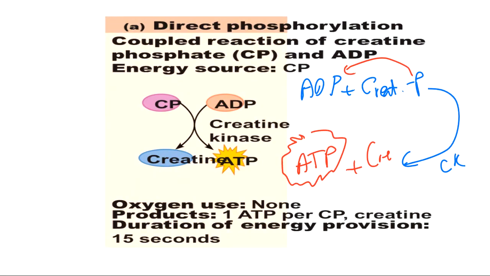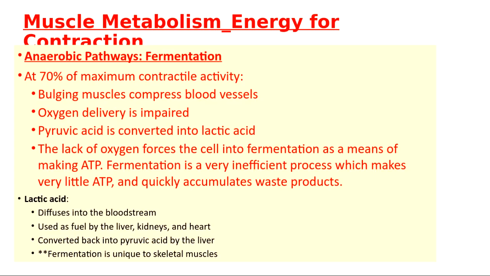Creatine is now dephosphorylated and it has lost its phosphate. It has been transferred to ADP. This is a very quick one-step process. If you remember, making ATP is a very complex multi-step process. This mechanism allows cells to create a little bit of ATP, about 15 seconds worth of ATP, very, very quickly in a one-step process. So this is one mechanism that skeletal muscle cells have to create ATP.